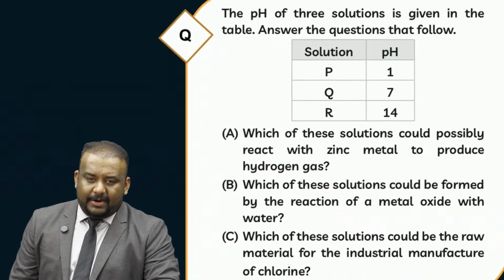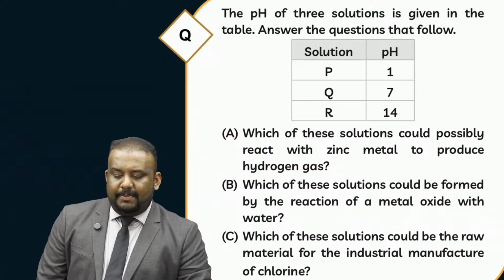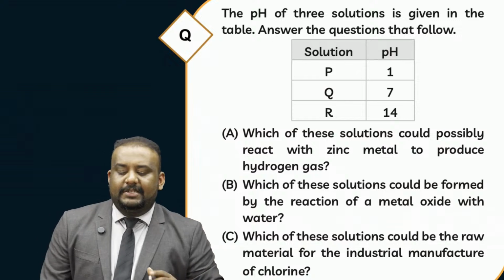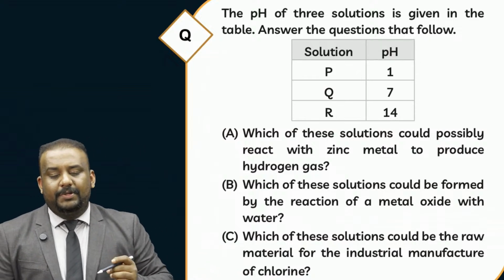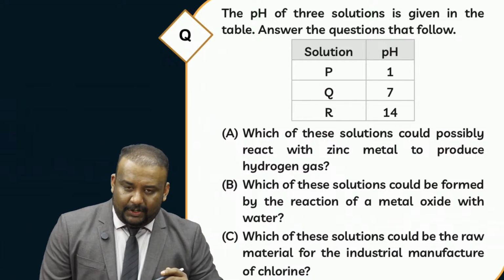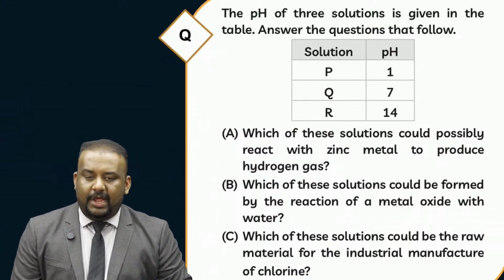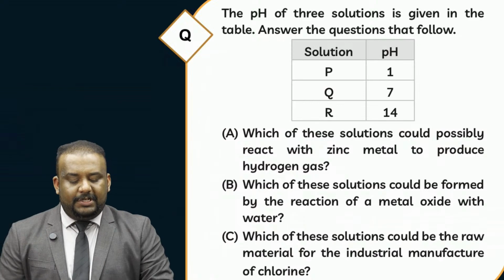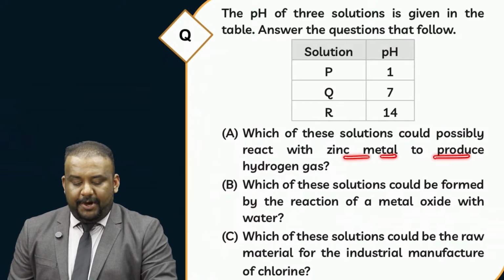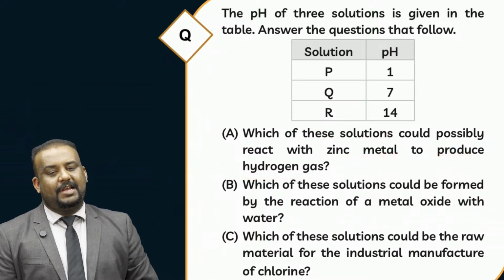Can you apply the concepts I just explained and tell me the answer of this? The pH of 3 solutions is given in the table. Answer the questions that follow. Solution P, the pH is 1. Solution Q, the pH is 7. Solution R, the pH is 14. Which of these solutions could possibly react with zinc metal to produce hydrogen gas?